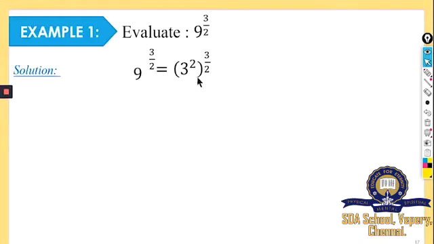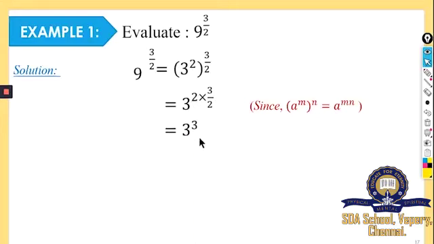Now if you observe, this is in the form of a power m to the power n, right? We have studied one law, a power m to the power n equals a power mn. So applying this law to this term, we will get 3 power 2 into 3 by 2, since m is 2 and n is 3 by 2. Now if you cancel this 2 and this 2, you will get 3 power 3. So 3 power 3 is nothing but 3 into 3 into 3. So that is 27.